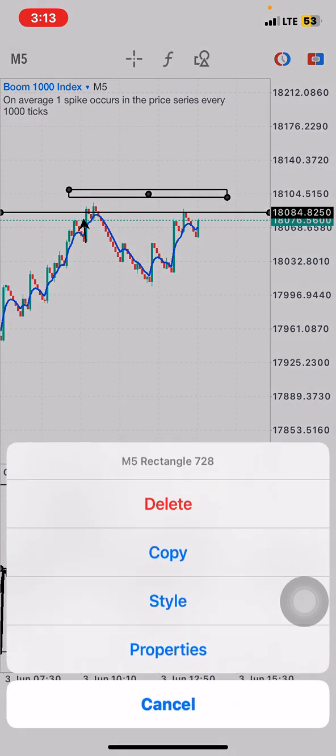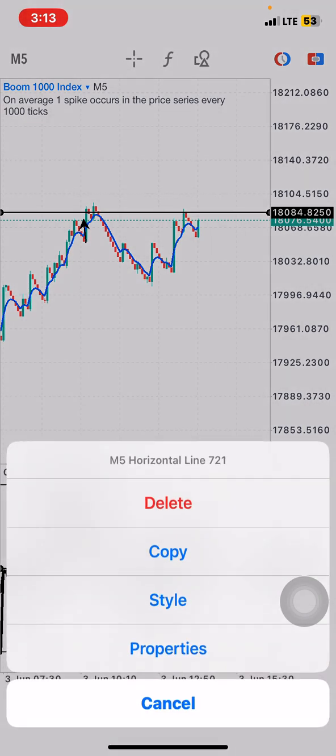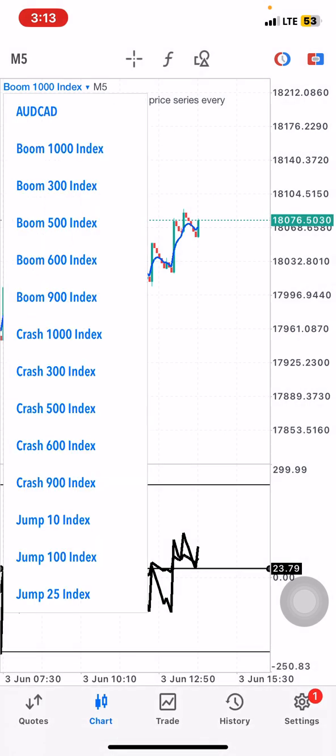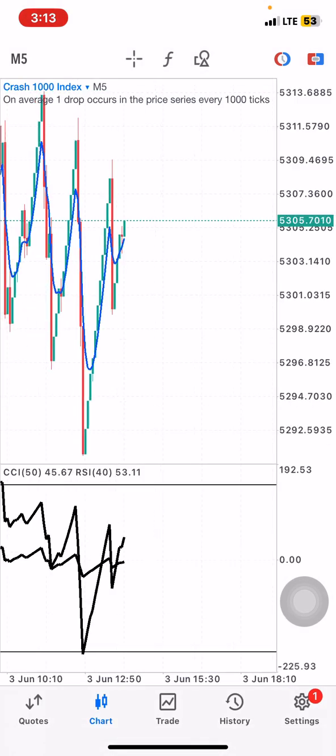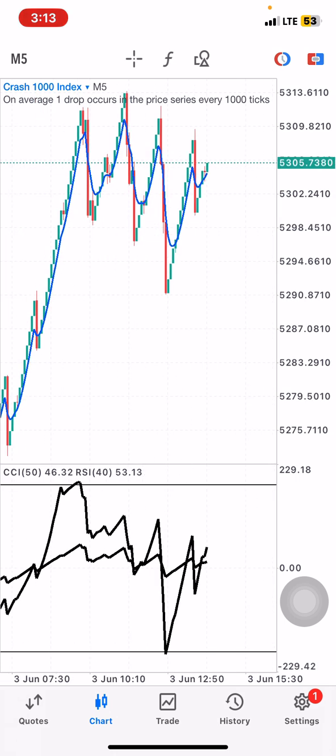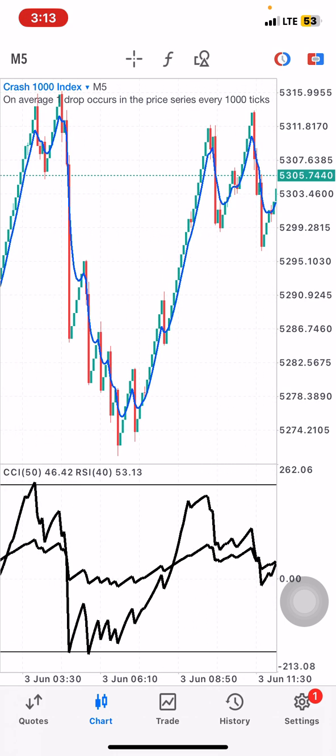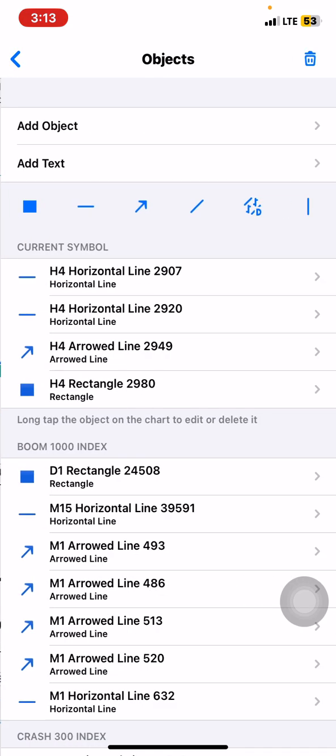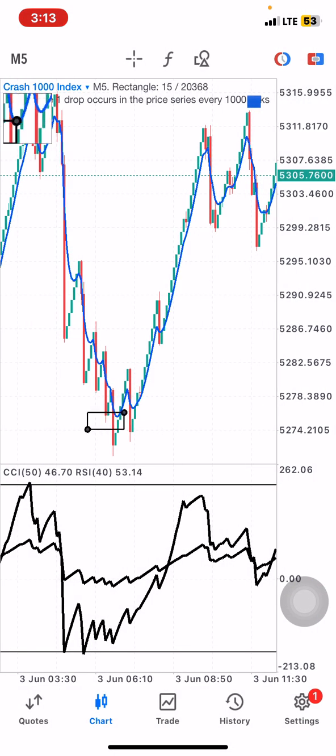So let me go to Crash 1000. Crash 1000. The crash market is about buying. They are going to buy. It is a buying strategy. I am still going to do the opposite thing. You can see the crash market printed at this point very well.